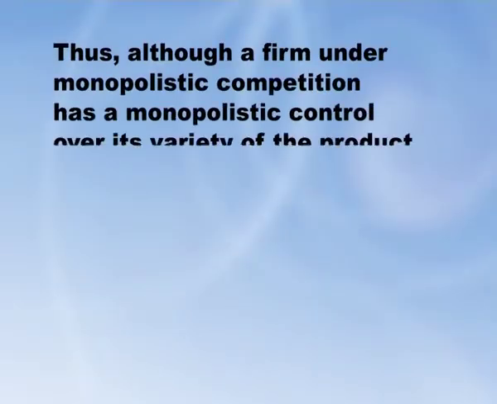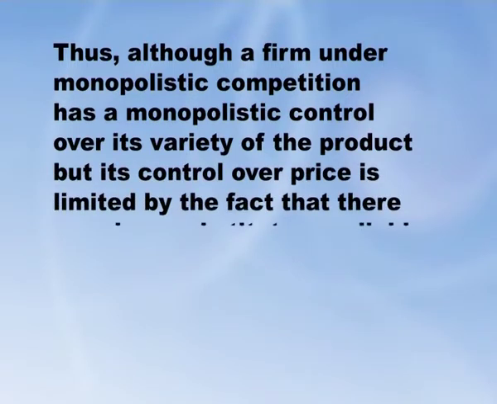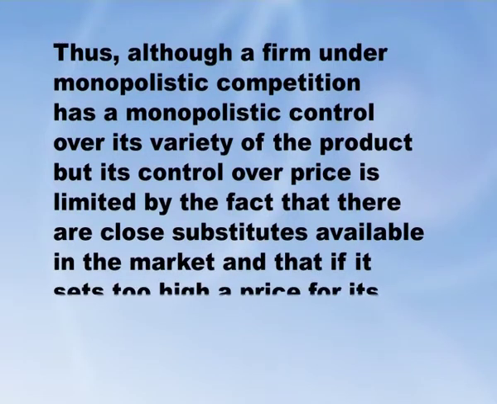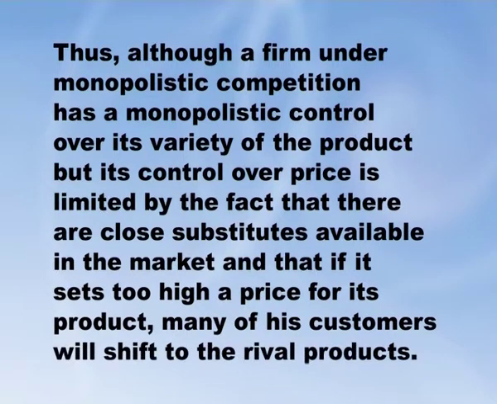Since close substitutes of the product of an individual firm are available in the market, the demand curve for the product of an individual firm working under conditions of monopolistic competition is fairly elastic. Thus, although a firm under monopolistic competition has a monopolistic control over its variety of the product, its control over price is limited by the fact that there are close substitutes available in the market, and that if it sets too high a price for its product, many of its customers will shift to the rival products.